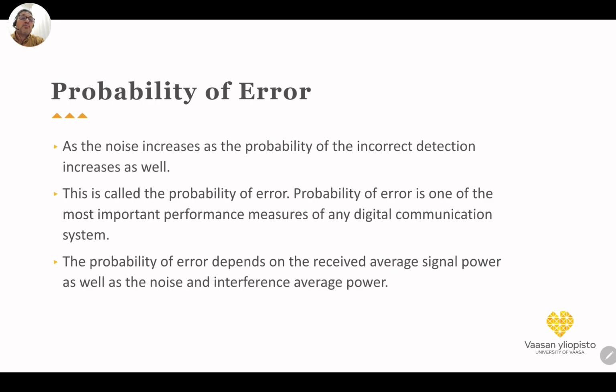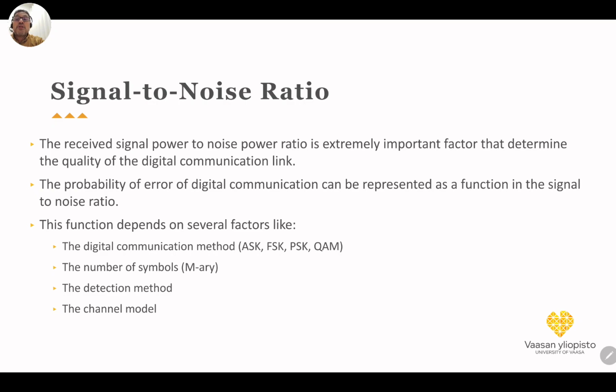This is measured, as we mentioned, by the probability of error. The probability of error is one of the most important performance measures in digital communication systems, and it is related to the signal to noise ratio. We can estimate the probability of error based on the signal power divided by the noise power. If the signal to noise ratio is high, the probability of error can be very small. If the signal to noise ratio is very small, we have a bad link, and the probability of error increases accordingly.